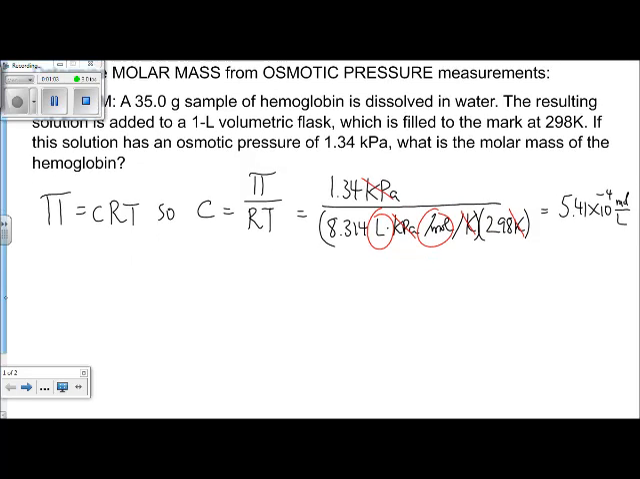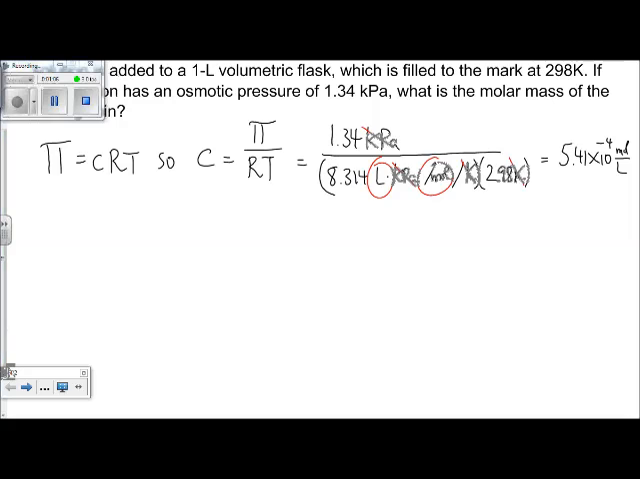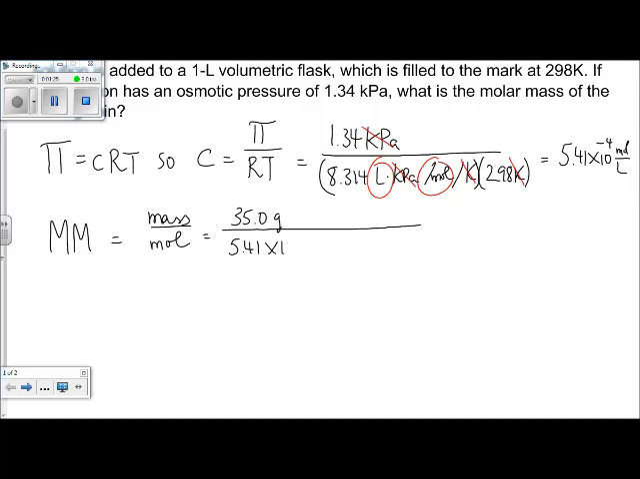Next thing we do is determine what we need for molar mass. Molar mass, remember, is just the mass of a compound divided by the moles, the grams per mole. So we are already given the grams we have of this particular molecule, 35 grams. To determine the moles, we'll take the molar concentration, which we calculated above, and we will multiply that by the volume of this particular solution. The volume, remember, was 1 liter.